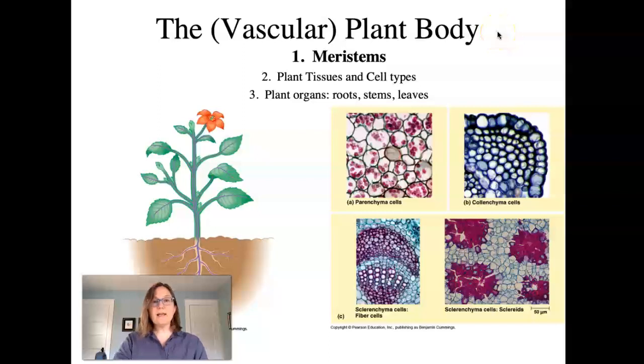Hi everyone, I'm here in my office and we are going to try this screencasting thing, and we're going to start by talking about the first aspect I want us to think about during this very strange time, which is the vascular plant body. And today we're going to focus primarily on meristems, or the areas of the plant that actually allow the plants to produce new cells and grow.